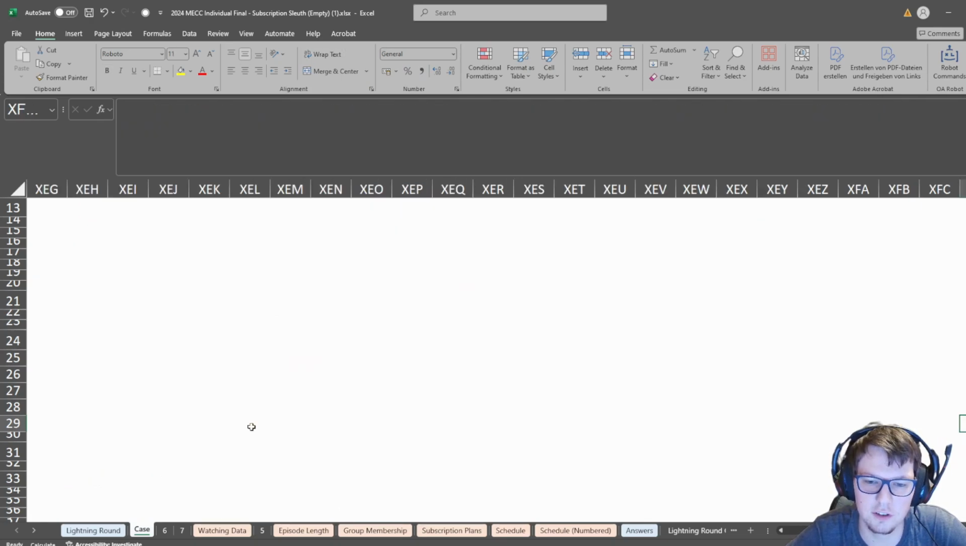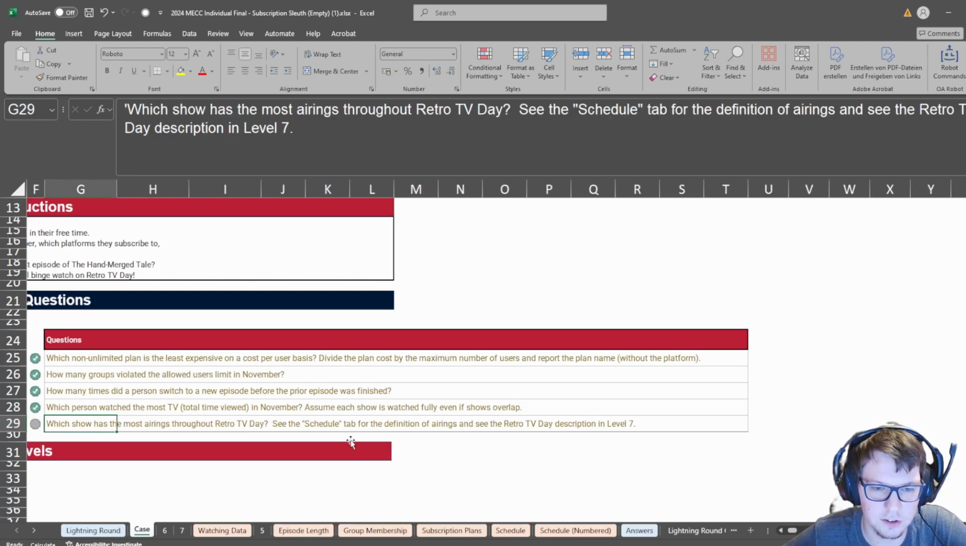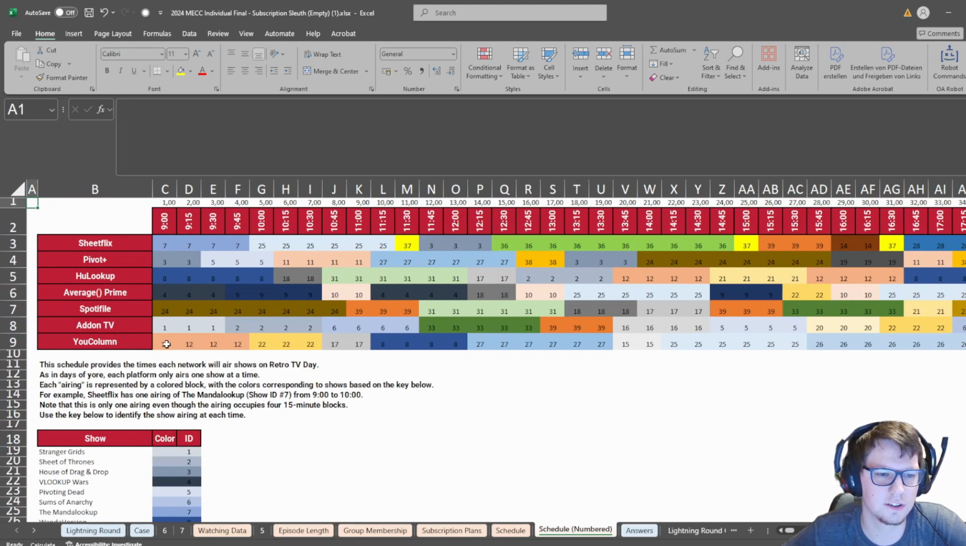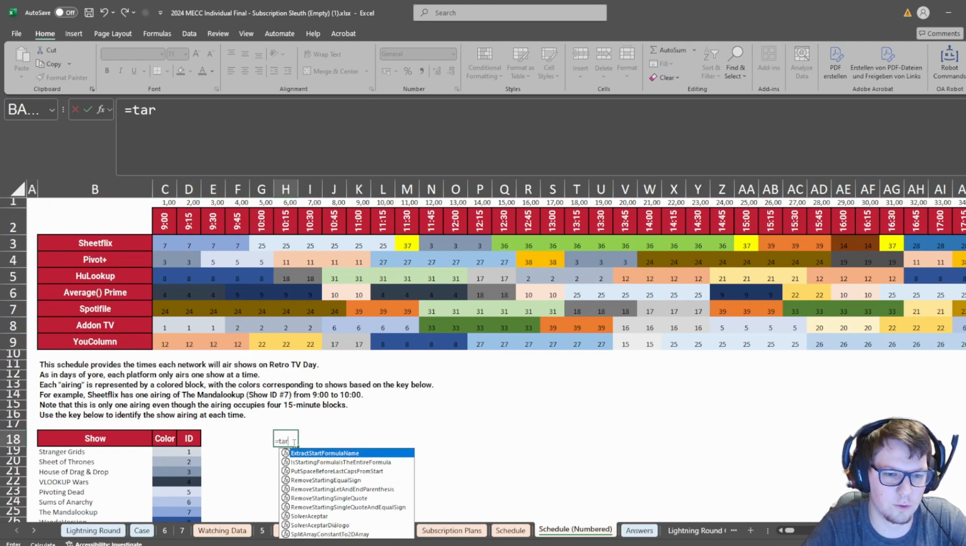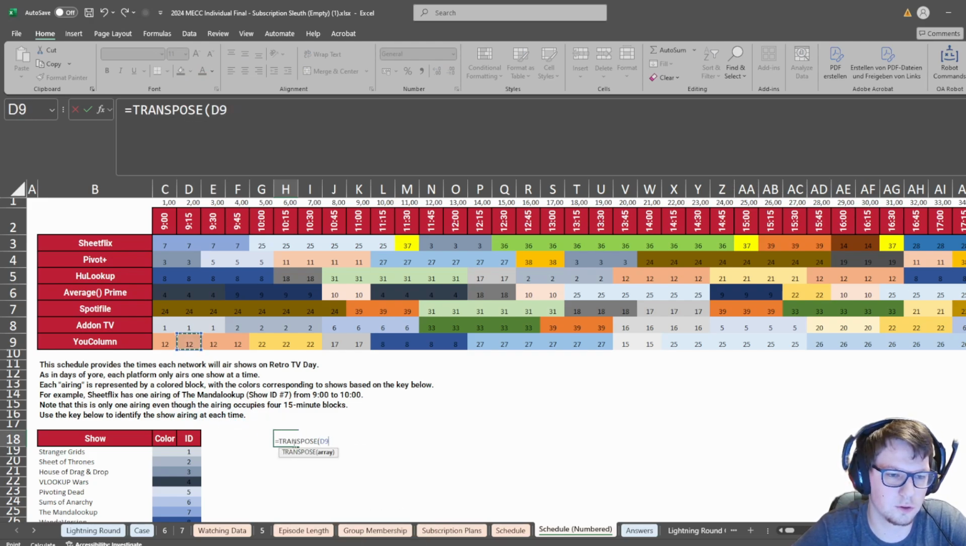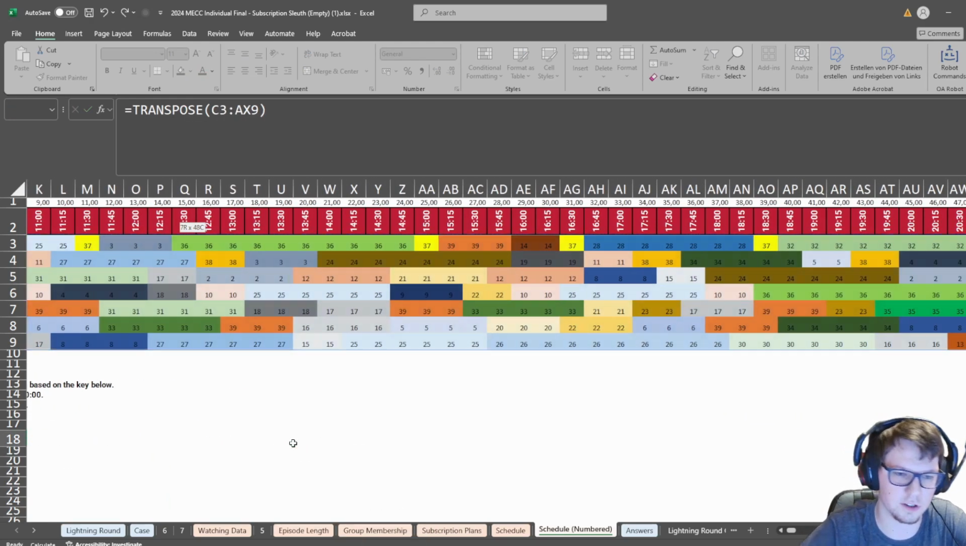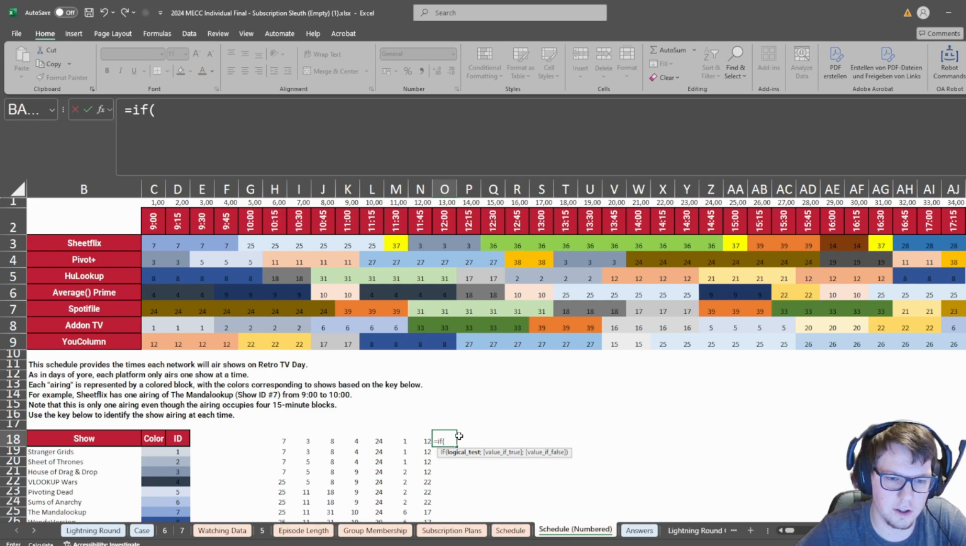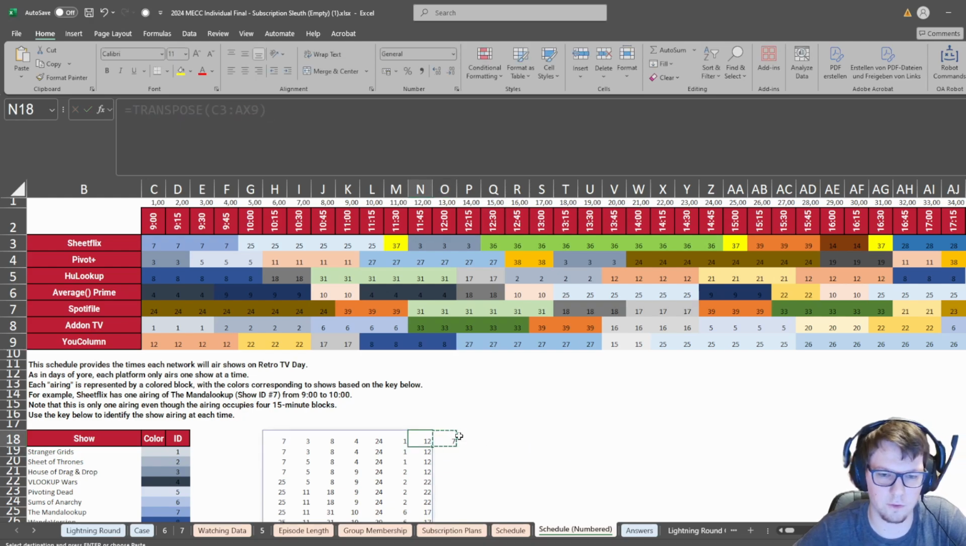And which show has the most airings throughout Retro TV? See the schedule tab for the definition of airing, and see the Retro TV description in level 7. So the thing that I want right here is to transpose this, because I love working downwards more than upwards. So if this here is equal to this, then we want nothing. Otherwise, we want this.